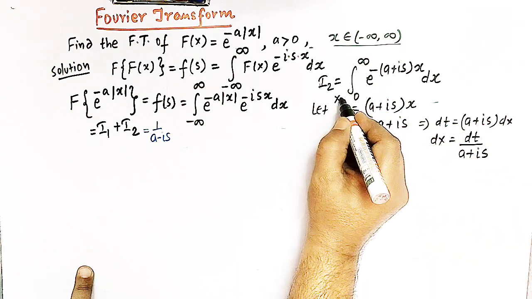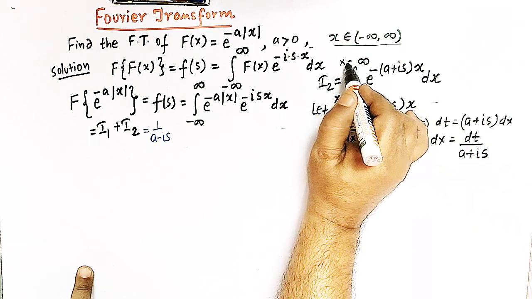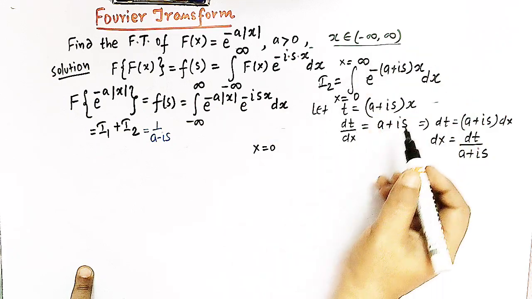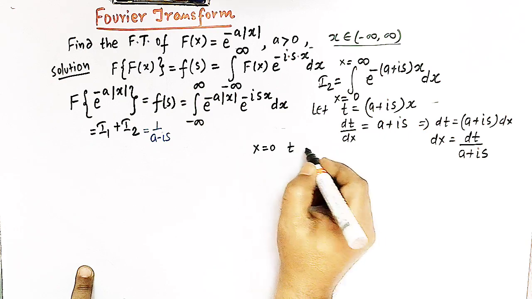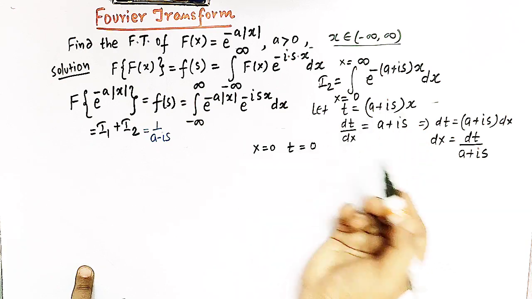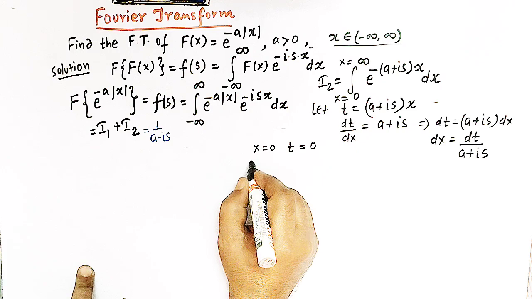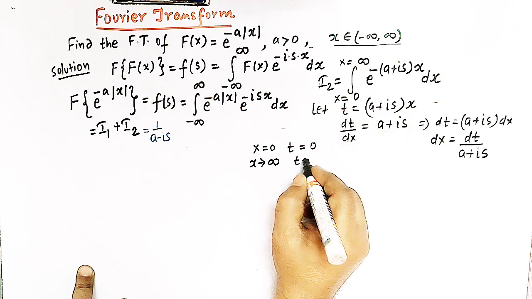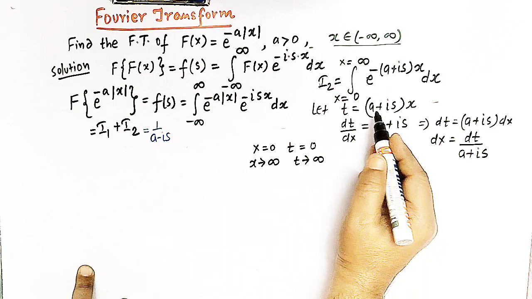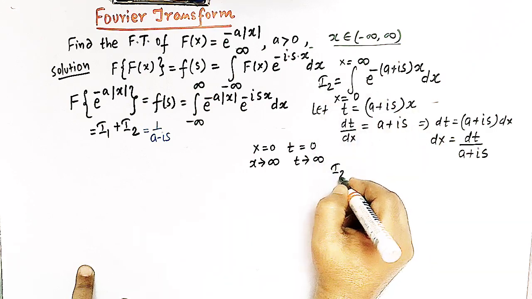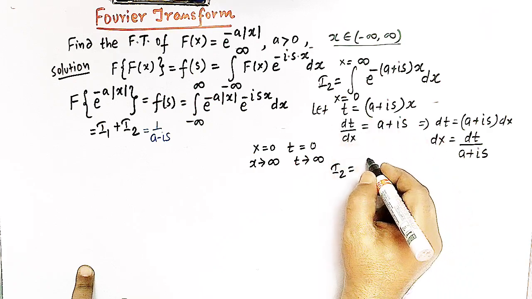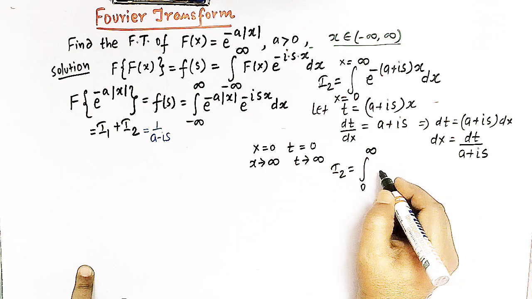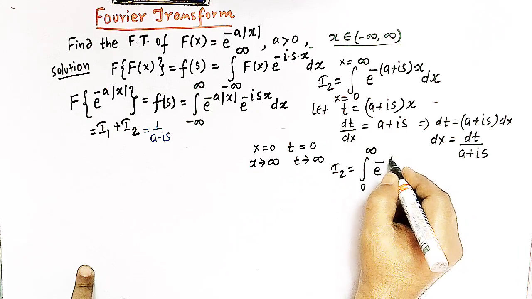Now the limits of integration vary from 0 to infinity. When x tends to 0, the value of t also tends to 0, or t is equal to 0. And when x tends to infinity, t also tends to infinity, right? So now we can write this integral I2 in terms of t. The limits remain the same, 0 to infinity, and here we have e raised to minus t, right?